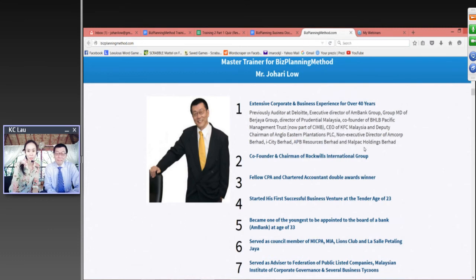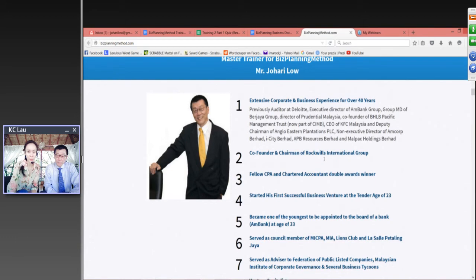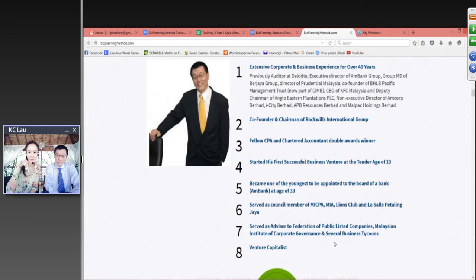and Malpak Holding Berhad. He's now the Chairman of Rockville International Group, and he's a fellow CPA and Chartered Accountant, a double award winner. So he's very good in figures, financial, accounting, and also business. Where do you find this combination in any trainer? He became one of the youngest to be appointed to the board of a bank, M Bank, at the age of 33. He served as council member of MICPA, MIA, Lions Club, and LaSalle Petaling Jaya. He also served as advisor to the Federation of Public Listed Companies, the Malaysian Institute of Corporate Governance, and several business tycoons. He's also a venture capitalist.